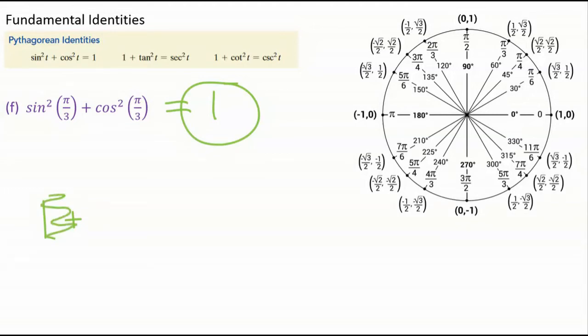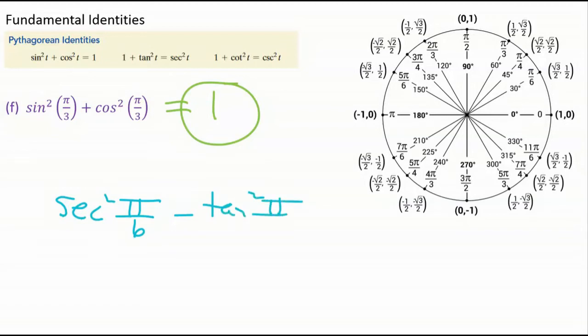Better yet, let me really erase it. Here we go. Okay. What if I said this? If I said that secant squared of pi over 6 minus tangent squared of pi over 6. What is that going to equal? Well, first of all, you look at this and you go, well, that doesn't look like any of them. But you know what? It sort of looks like the second identity. It's just not written that way.